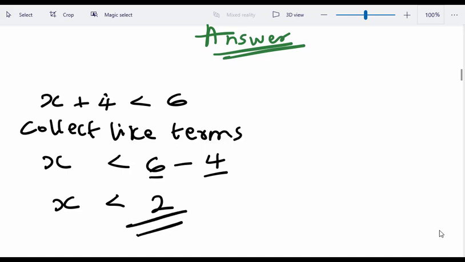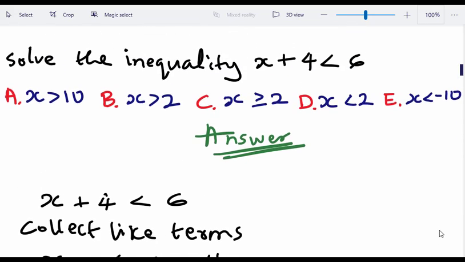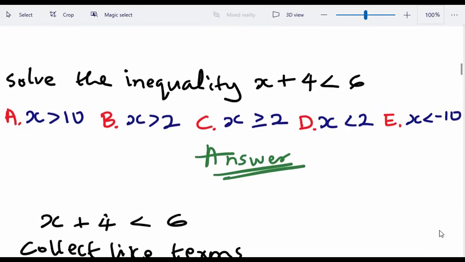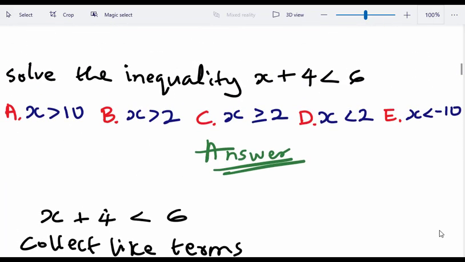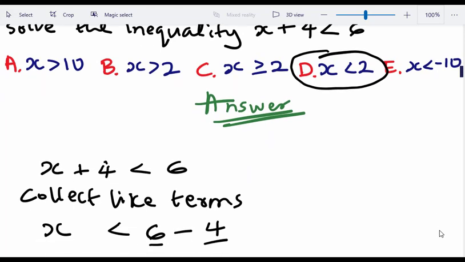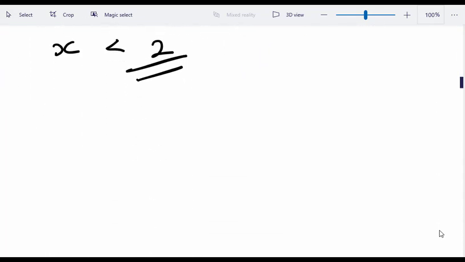So that's the answer. And when you scroll up here, you find out that you have to pay attention to the sign. x is less than, the sign is less than there. x is less than 2. So option D is good to go. So you have to pay attention to not just your answer, but also the sign that goes along with the answer. So the inequality here is less than, not greater than.